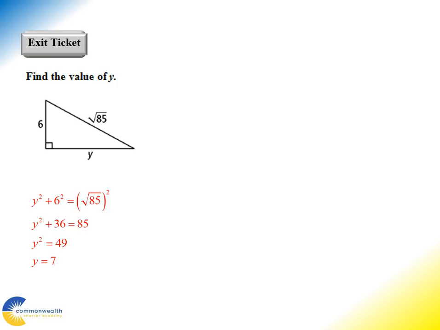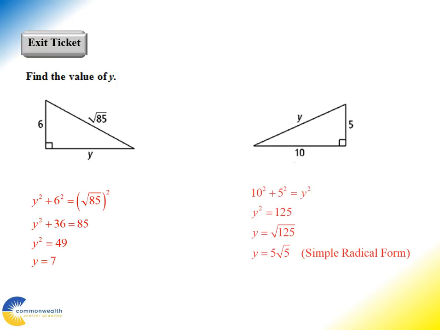For the second one you were given, same kind of situation. You have a right triangle again, except this time y happens to be the hypotenuse. So I'm going to set up the Pythagorean theorem again, except now y is going to be the one that's alone on one side of the equation squared. So I'm going to have 10 squared plus 5 squared equaling y squared. That means that y squared equals 125.